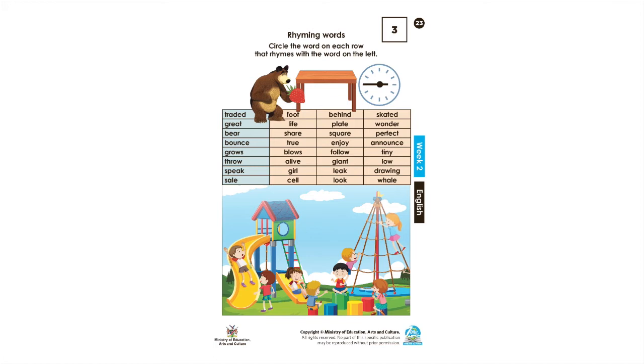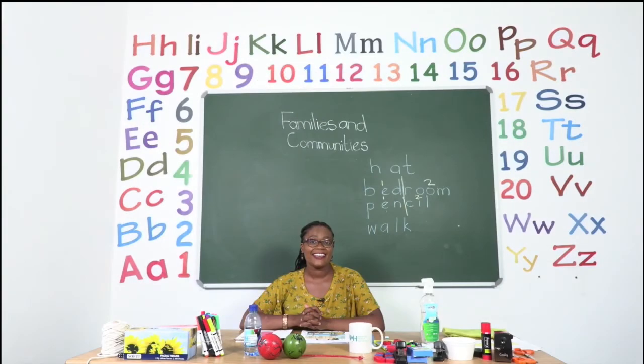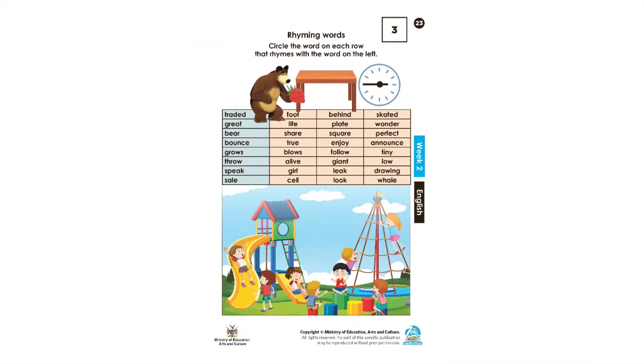Let's take a look at the blue word. It says, let's read it together. Traded. Traded. Now we need to find a word that rhymes with the word traded. Is it foot? Or behind? Or skated? If you said the word skated, well done, you are so smart. So the word traded rhymes with the word skated. You can see that it has a very similar ending. May you please circle the word skated. Well done, grade threes. Let's now move on to the next one.